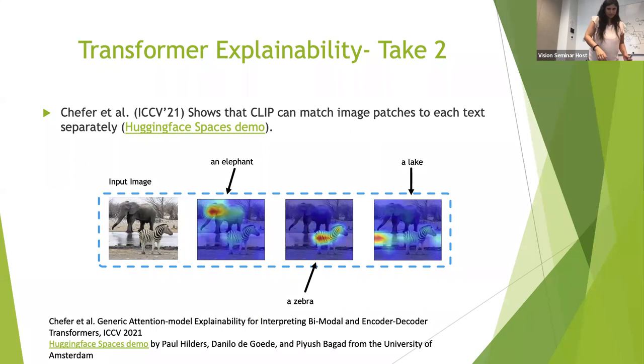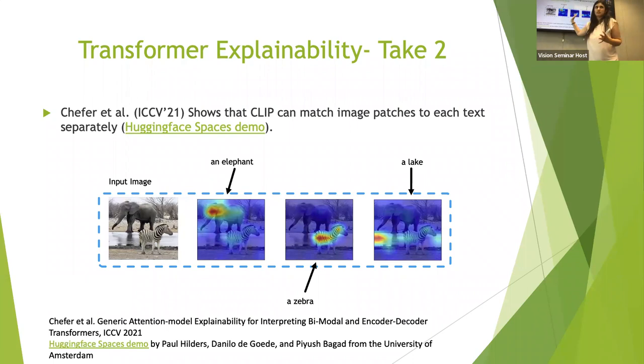And as you can see, the results are text specific since we propagated the gradients with regards to the specific multiplication between the specific text and the specific image. So for an elephant, you can see that the heat map corresponds to the elephant. For a zebra, the heat map corresponds to the zebra. And for a leg, the heat map corresponds to the leg, showing us that the model really knows how to distinguish between different parts or different objects in the image according to the text input that we give it.